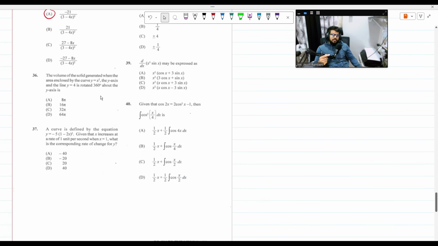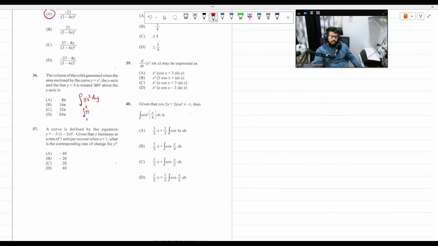The volume of the solid generated when the area enclosed by the curve y is equal to x squared, the y-axis, and y is 4. Okay, so 0 is a lower limit. So we're going to get the integral of pi x squared dy, between 4 and 0.